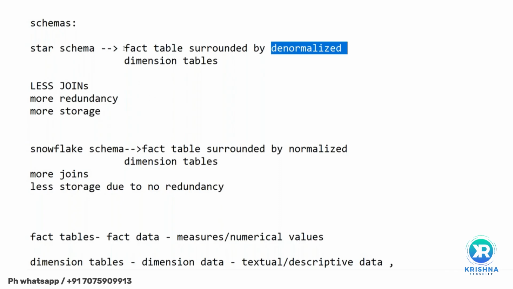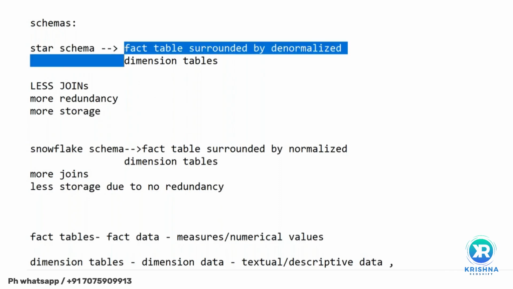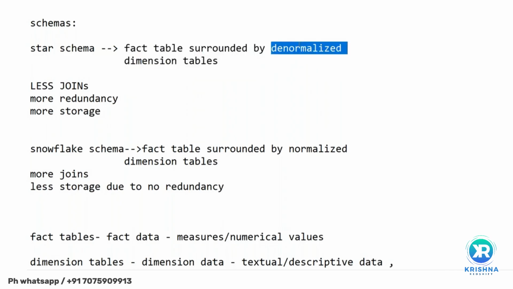Okay, then what is star schema? A fact table surrounded by denormalized dimension tables is called star schema. Fact table surrounded by denormalized dimension tables is very, very important. Denormalized means the data is not normalized. So that is star schema.